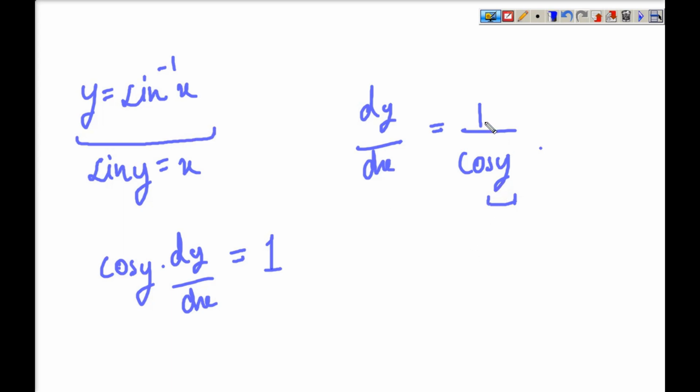Since y equals sine inverse x, here we can see that we still have y in the derivative. So let's try to make this all in terms of x. Can we do that? Let's see. In terms of y, I can write sine inverse x, right? So we get dy by dx equals 1 by cos of sine inverse x, right?